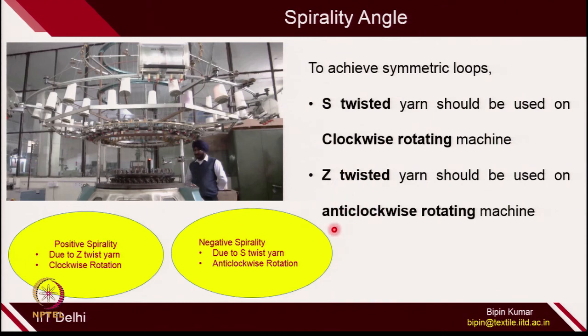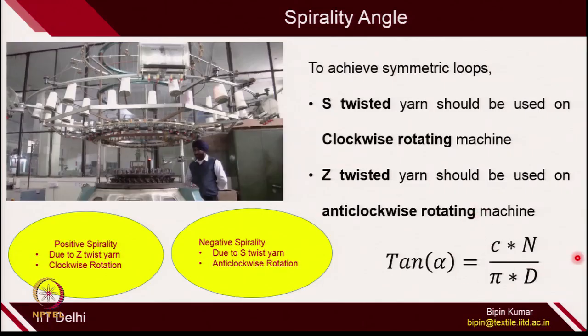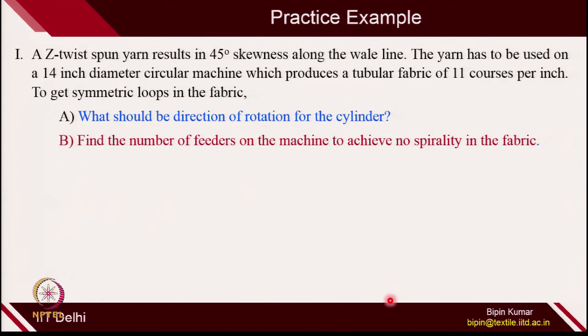So, not only technology is important, but for making good fabric you need to be very careful with the direction of rotation as well as the nature of twist in the spun yarn. Now, let us do a very simple example and then we finish this particular week, and we can see how we can minimize this spirality angle. So, here is the example.